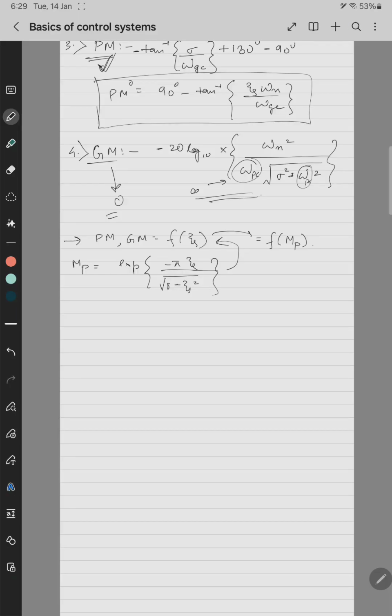Now we know for stability the phase margin and gain margin have to be positive, but what should be the maximum value of phase margin? The maximum value of phase margin depends on the plant.